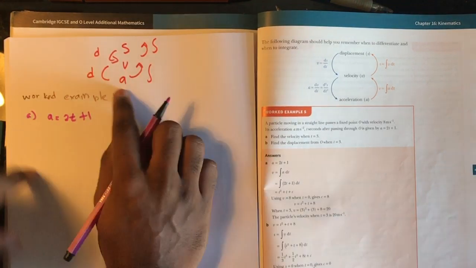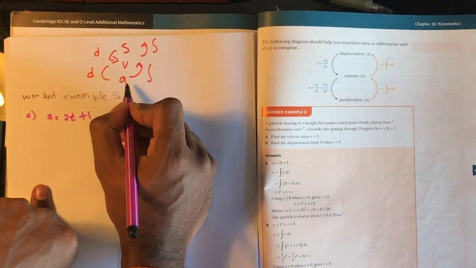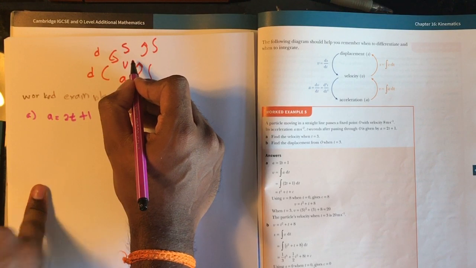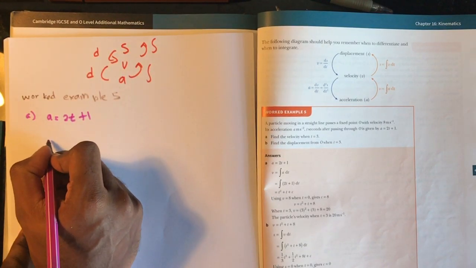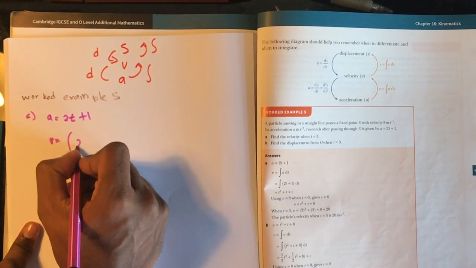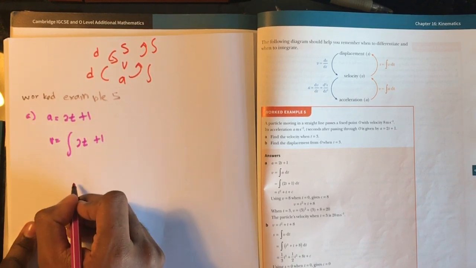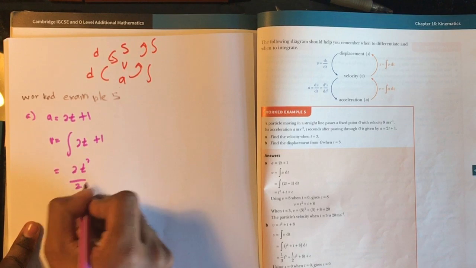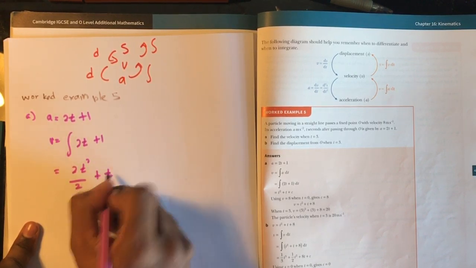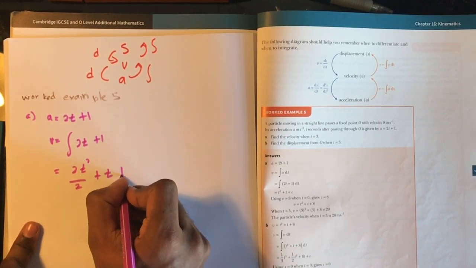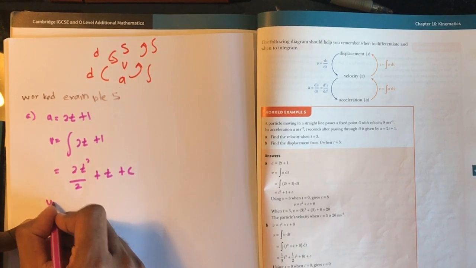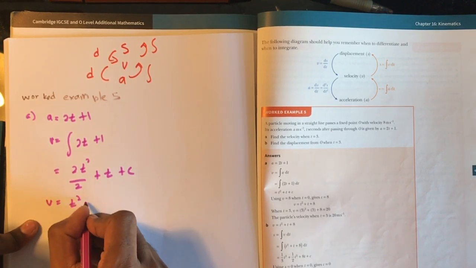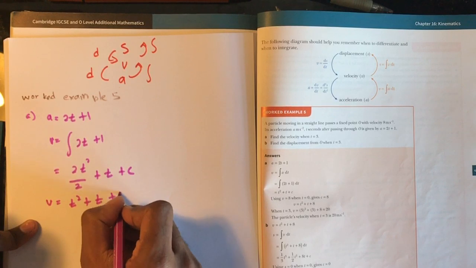Like I said, if you write this, it's easy for you to see. This is acceleration. From acceleration I want to go to velocity, so I need to integrate. So you need to write v and integrate this. I get 2t squared over 2 plus t, and do I need to plus c or not? Yes, of course I need to plus c. Now I have my velocity equation, which is t squared plus t plus c.